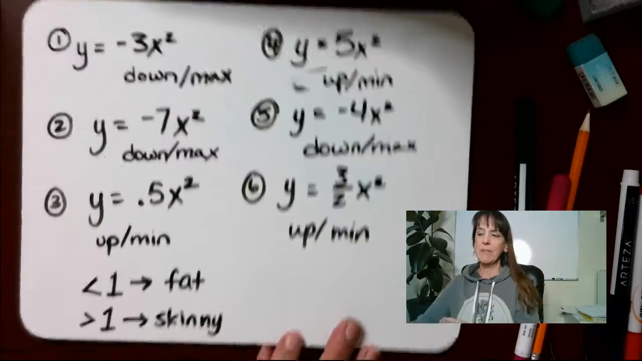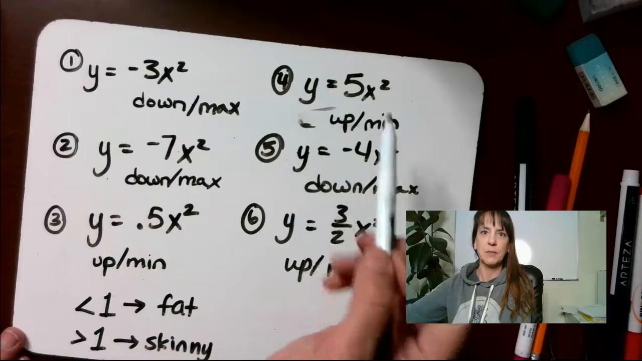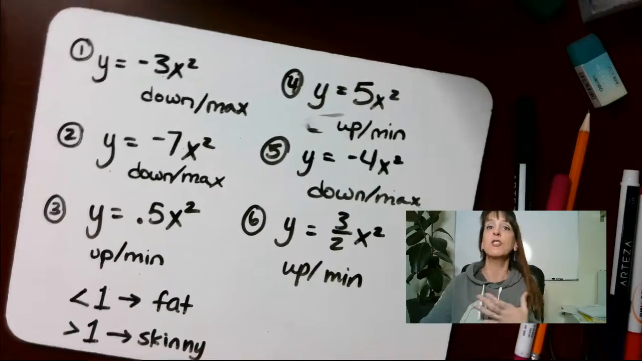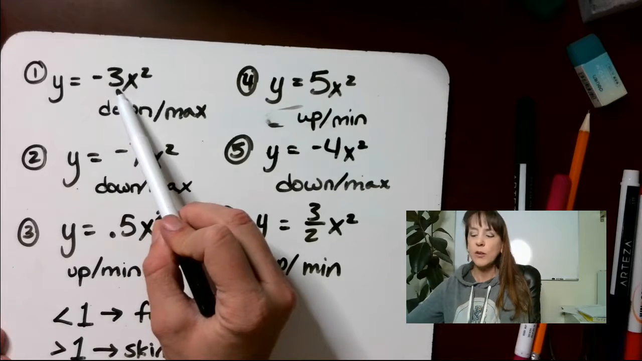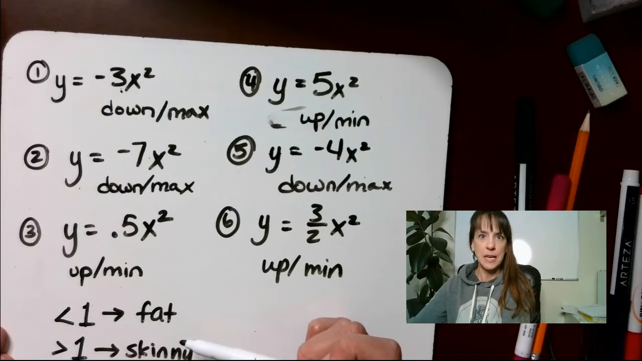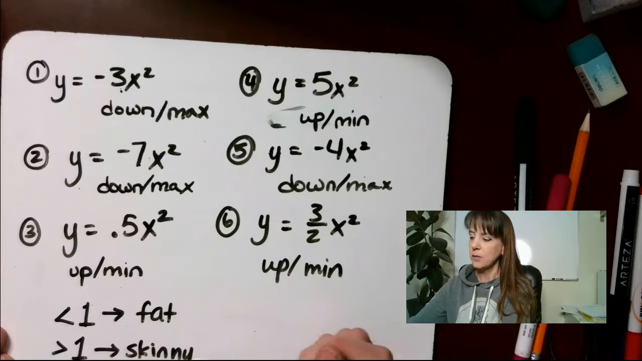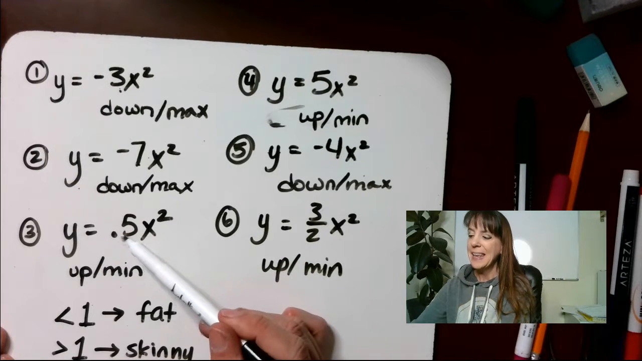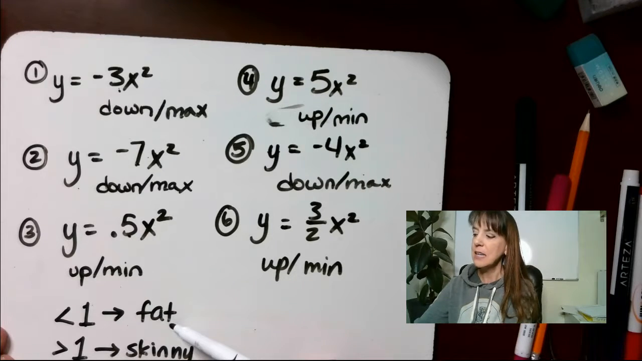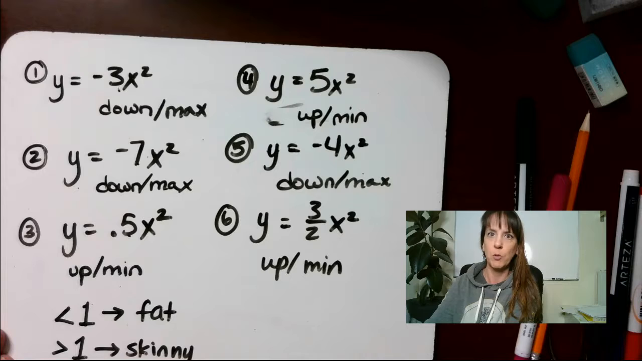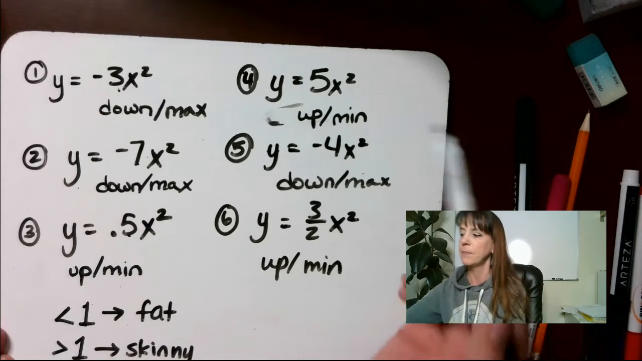What do I mean by that? Take a look at these example problems. I'm not talking about the negative sign, I'm just talking about the number. This one is greater than 1, so it's going to be a super skinny graph when we go to graph it. This one is also greater than 1, so it's going to be a super skinny graph. This one is less than 1, so it's going to be fatter than our parent graph, which is over 1 up 1, over 1 up 3. So this is going to be fatter.